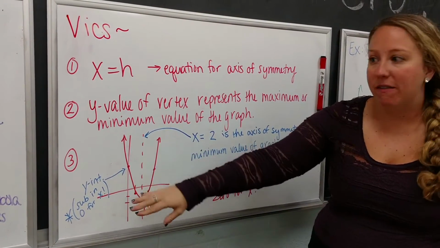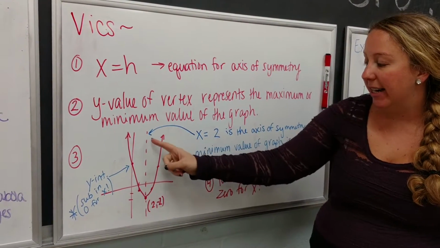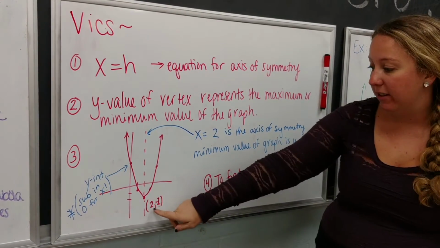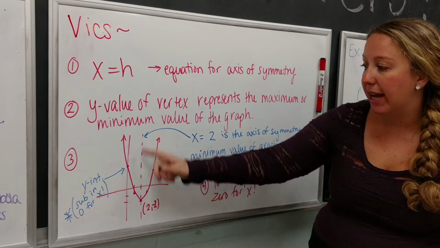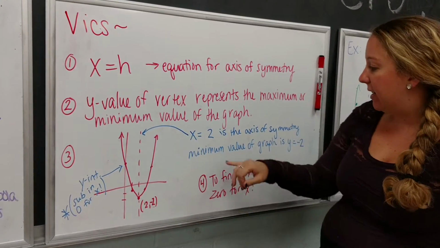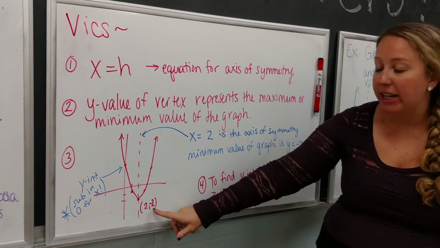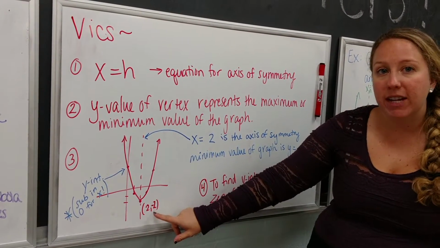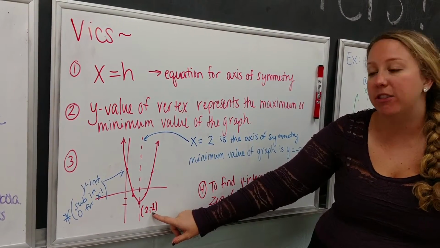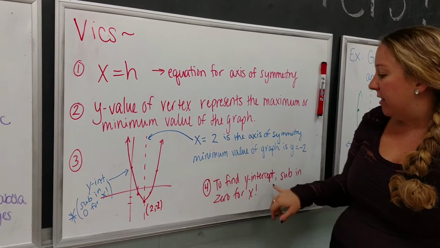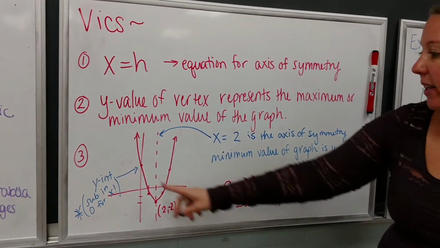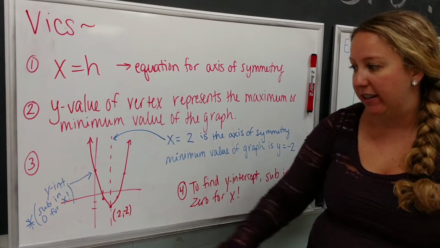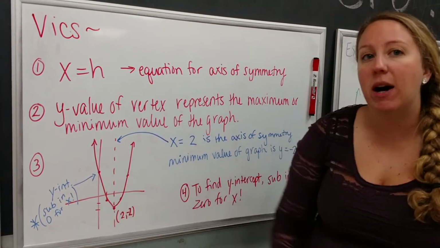So here's a picture of everything we just talked about. We have this dotted line drawn in. x equals 2 is the axis of symmetry, because this point is (2, negative 2), so the x value is 2. And the minimum value of the graph is y equals negative 2. So here's the y value of your vertex, and that's the lowest point on your graph, so it's the minimum value. To find the y-intercept here, you're going to substitute 0 in for x in your equation. And that's what it says right here to find that y-intercept.